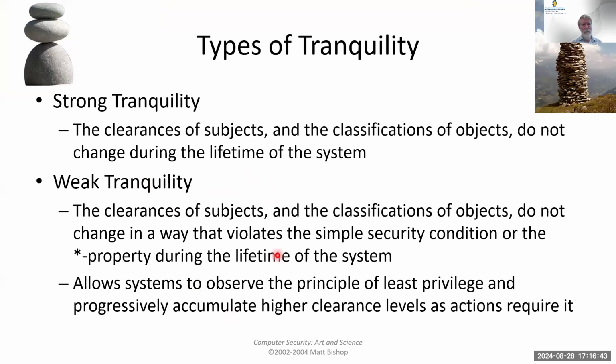So you can have strong tranquility and weak tranquility. Strong tranquility simply says you just don't do it. You don't ever change the classifications of an object. You don't change its level. You don't change its group. Weak tranquility says you only change them in a way that doesn't violate the star property, and that allows you to observe the least privilege. Okay.